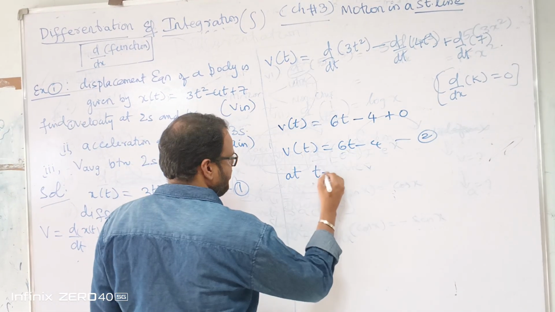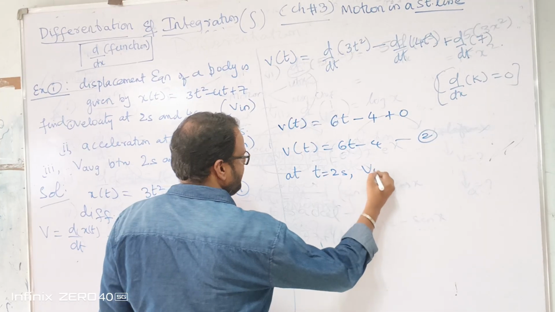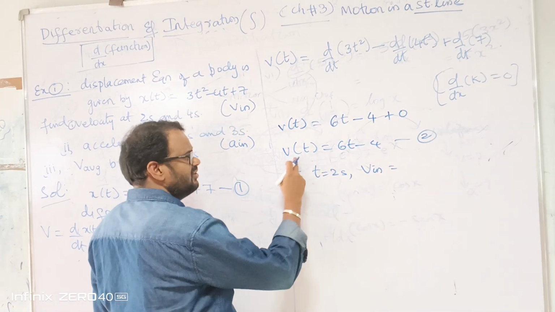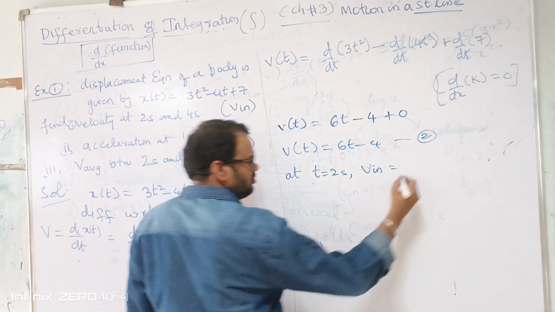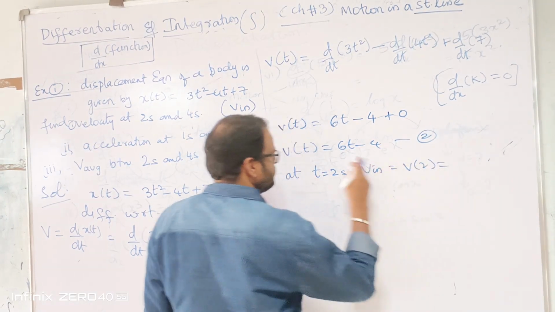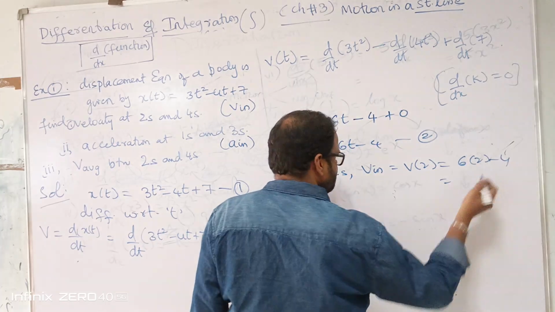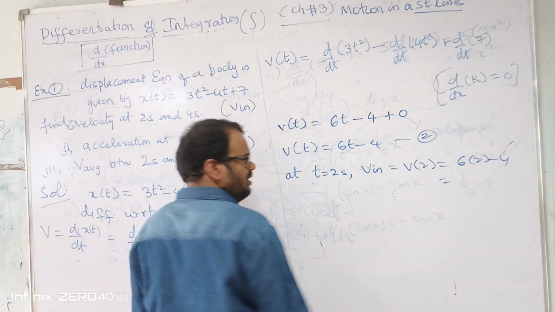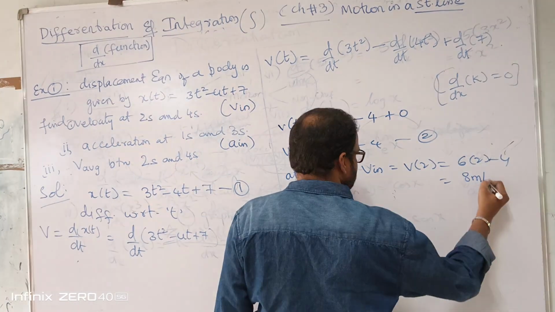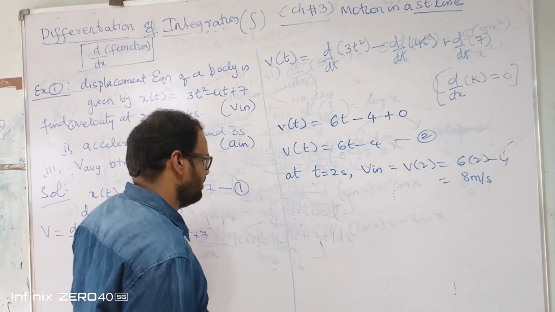Therefore, at time t equals 2 seconds, v instantaneous equals, in this formula, substitute t equals 2. v at 2 equals 6 into 2 minus 4. What is 6 into 2 minus 4? 6 twos are 12, minus 4 is 8. The unit of velocity is meters per second.